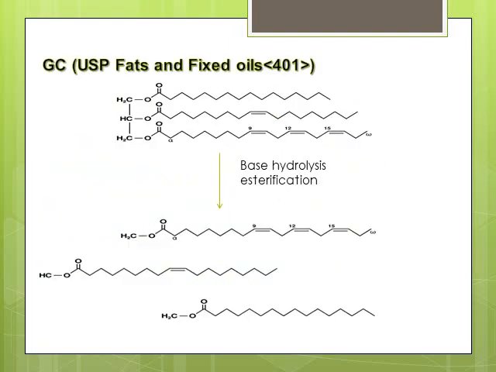Now, in the USP 401 method, the approach is that we take the lecithin and we do base hydrolysis followed by esterification. So in this process, we break off all the fatty acids from all these different components in the lecithin, and we make an ester out of them. And we analyze these molecules, the fatty acids, with GC, and we determine the total fatty content. And this way we will determine the amount. Also, we will get information about the grade of lecithin.